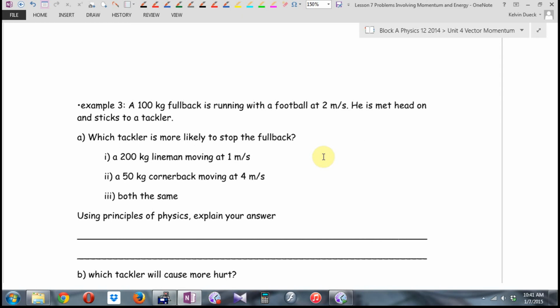What do you think? We have a 100-kilogram fullback running at 2 meters per second. He gets hit head-on. I did head-on on purpose so we didn't have to worry about angles. Which is more likely to stop the fullback? A 200-kilogram lineman at 1 meter per second, or a 50-kilogram cornerback at 4 meters per second, or both the same? Grant, what do you think, football boy? I'm saying both the same. Convince me.